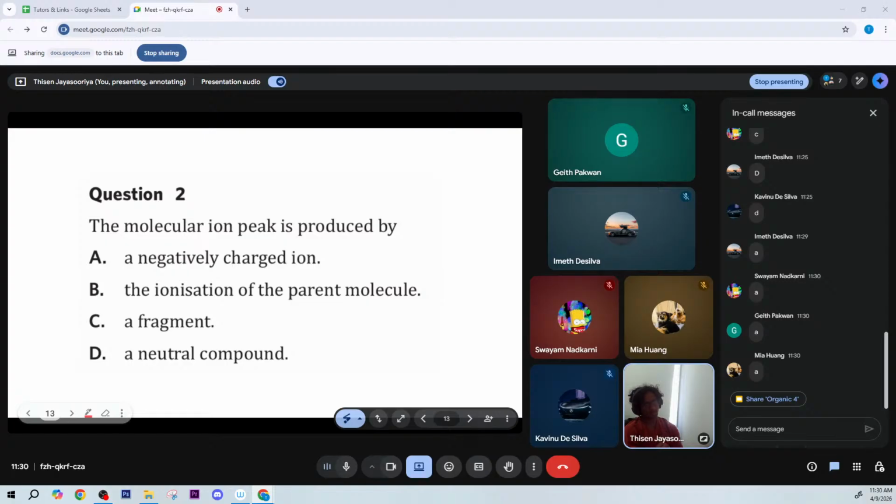The molecular ion peak is produced by: A, a negatively charged ion; B, the ionization of the parent fragment; C, a neutral compound. Two people say C.